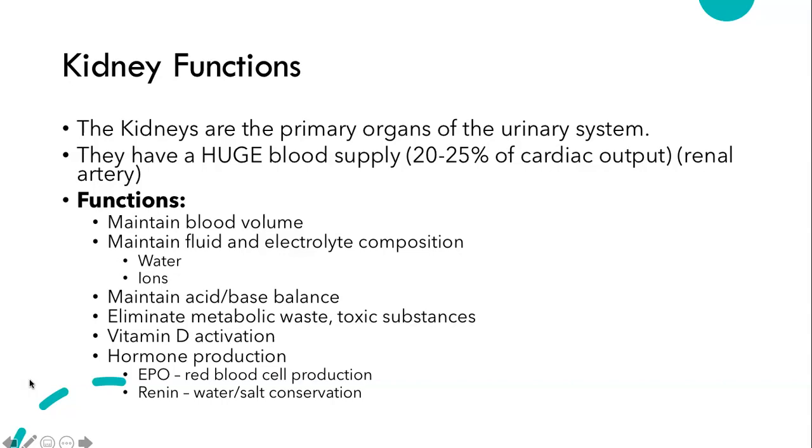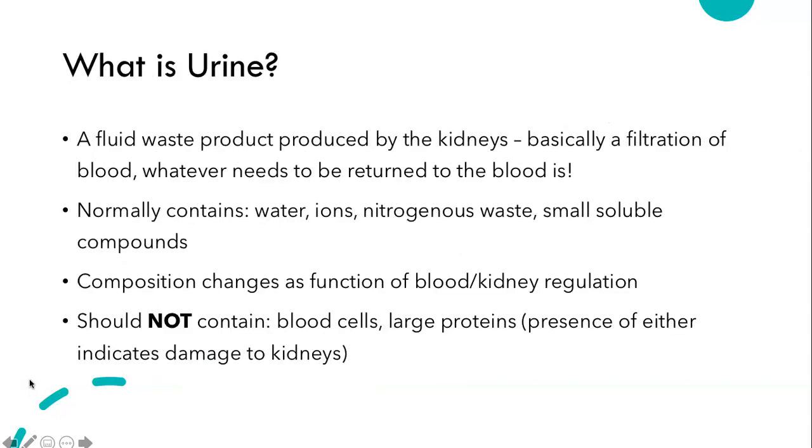They do vitamin D activation, and they produce hormones: erythropoietin or EPO, which is the hormone that we learned controls red blood cell production, and also renin, which is part of that RAS system, RAAS, and that just deals with water and salt conservation. So, what is urine?